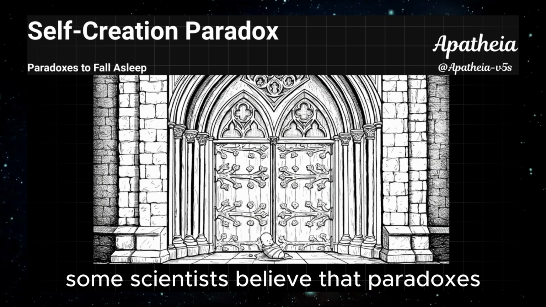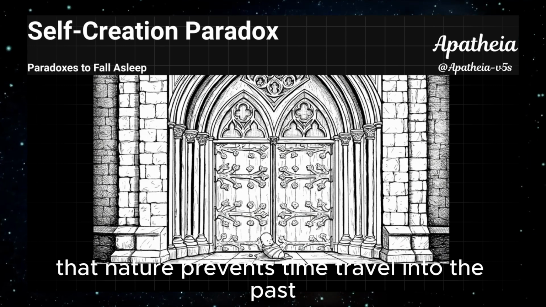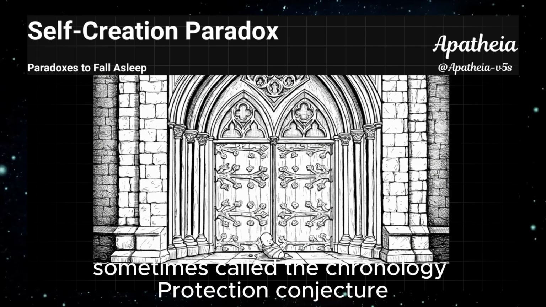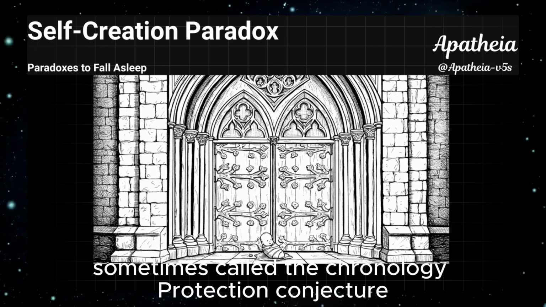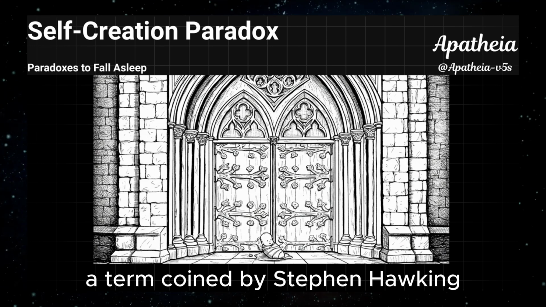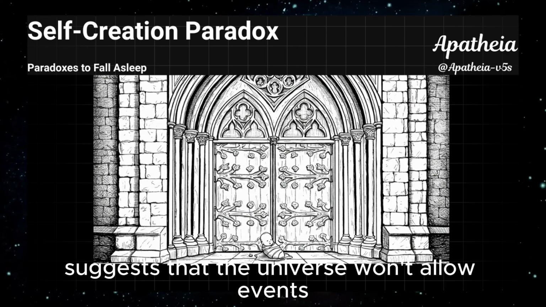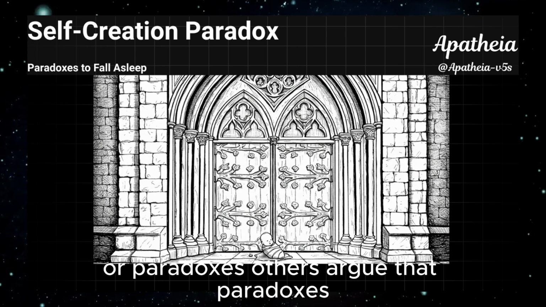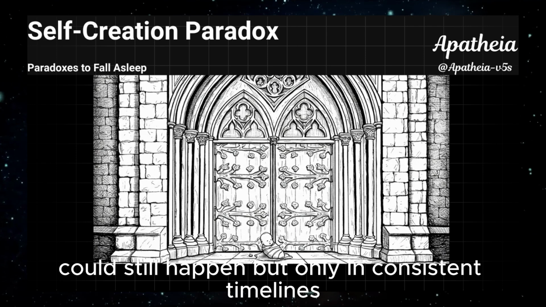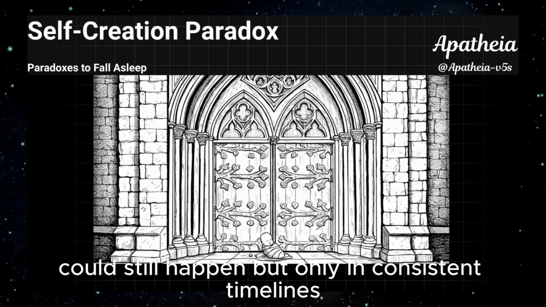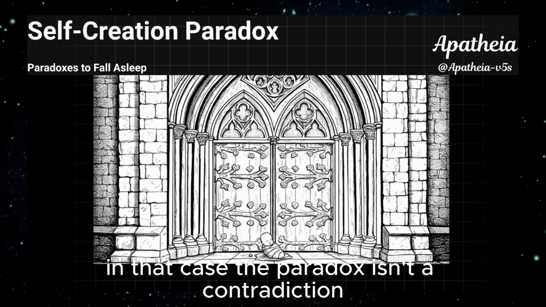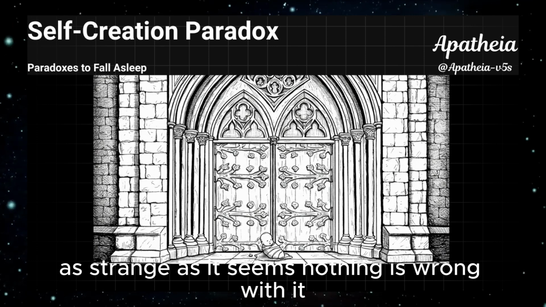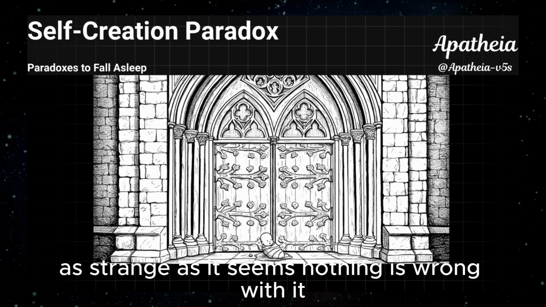Some scientists believe that paradoxes like this are signs that nature prevents time travel into the past. This idea, sometimes called the chronology protection conjecture, a term coined by Stephen Hawking, suggests that the universe won't allow events that would create contradictions or paradoxes. Others argue that paradoxes like the self-creation scenario could still happen, but only in consistent timelines. In that case, the paradox isn't a contradiction, it's just a very unusual loop. As strange as it seems, nothing is wrong with it.